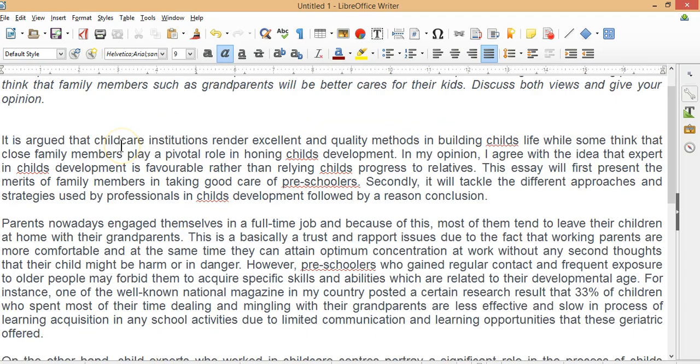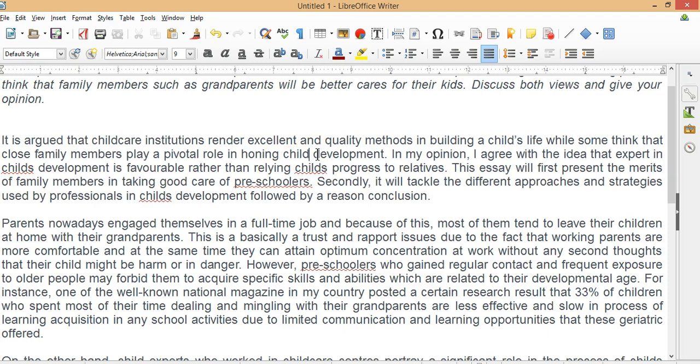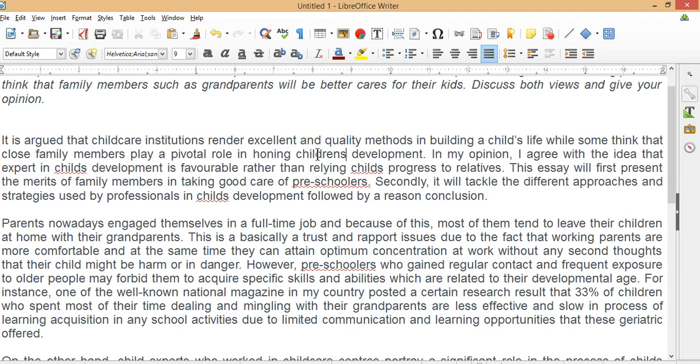Okay. It is argued that childcare institutions render excellent and quality methods in building a child's life, or a child's life, or children's lives. Okay, building a child's life. Or something that close family members play a pivotal role in honing child's or children's, because we're talking about children as an abstract noun, children's development.